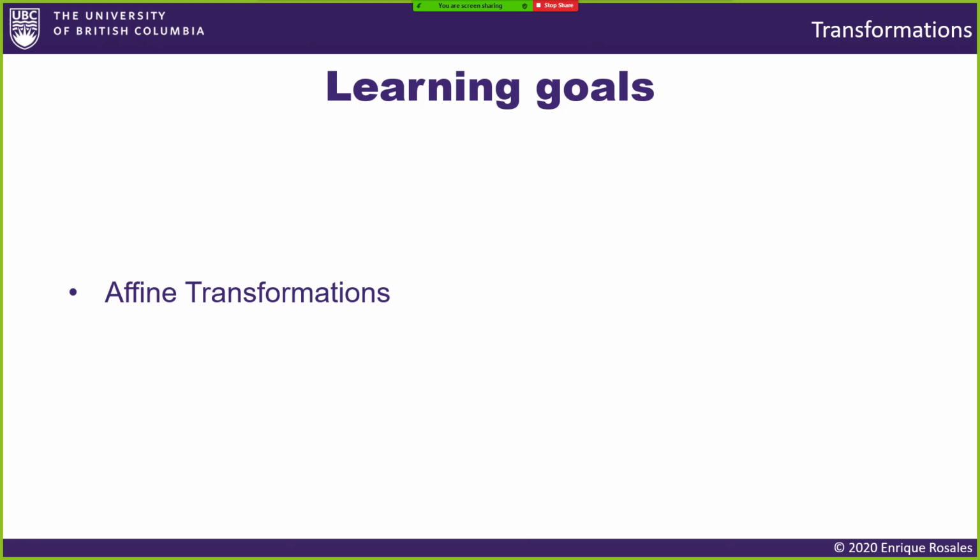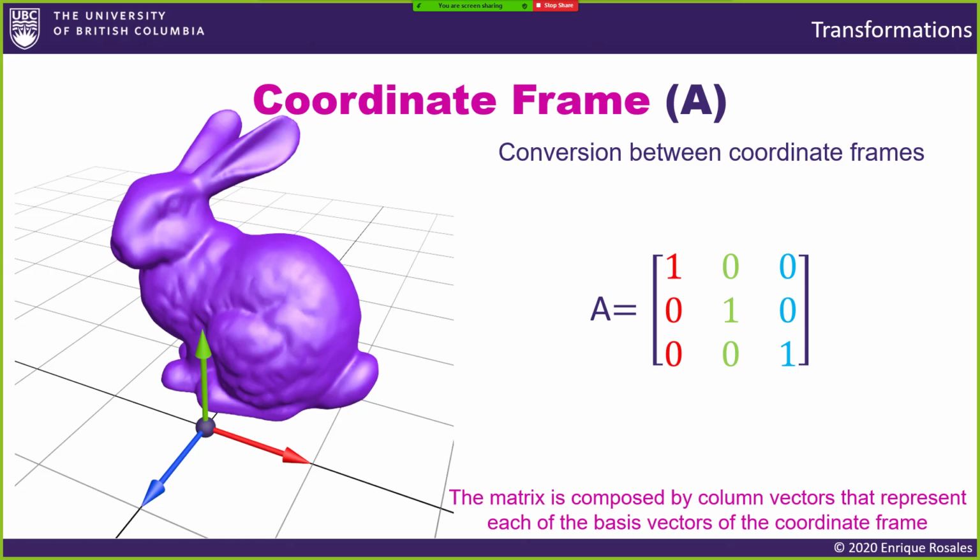Okay, so we were talking about coordinate frames, right? And transformation matrices and linear transformations. So what we were talking about the last time is something like this. We have a coordinate frame, let's call it E, and let's say that this is our original coordinate frame, right? And basically this coordinate frame is expressed as a transformation matrix that is composed by column vectors that represent each of the basis vectors of this coordinate frame, right?